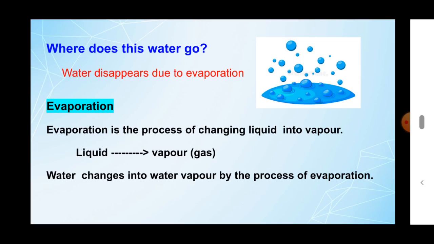So in all three cases, water is converted into gaseous water vapor. This gaseous water vapor easily escapes from the place, so we see the disappearance of water from the place. Okay students, so why does the disappearance occur? Due to evaporation.